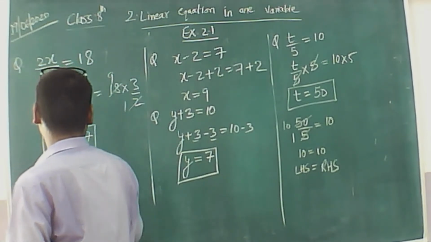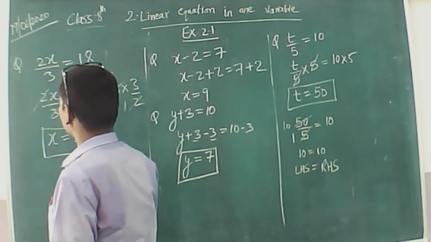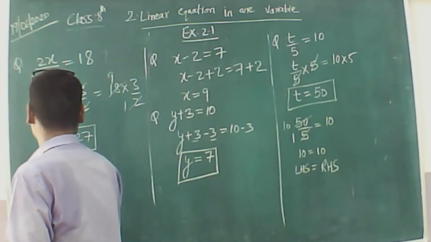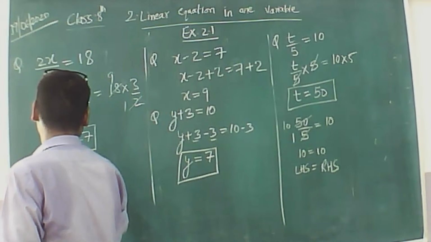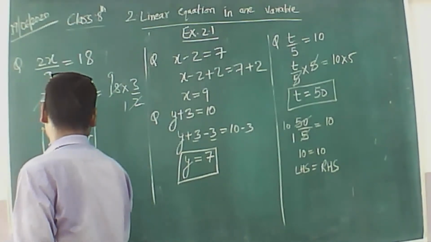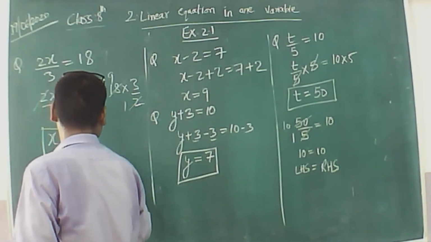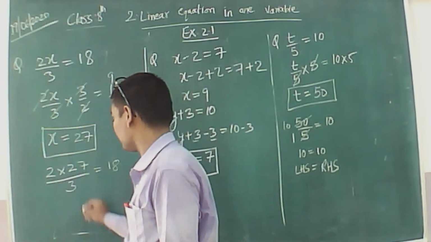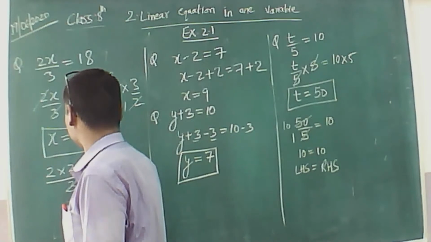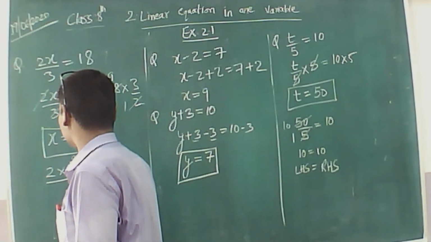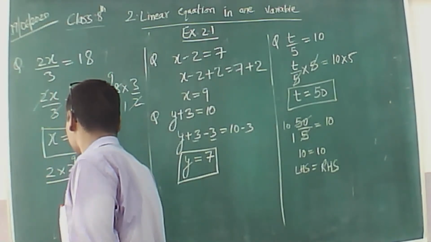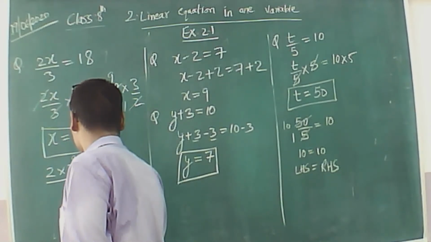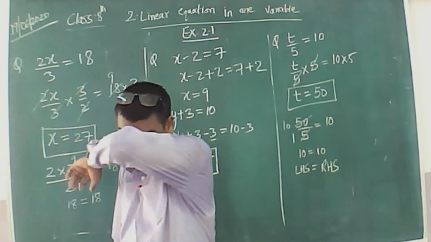We can substitute this 27 here and we can verify. So 2 into 27 divided by 3 should be equal to 18. So 3 nines are 27 and 9 twos are 18. LHS is 18 and RHS is also 18.